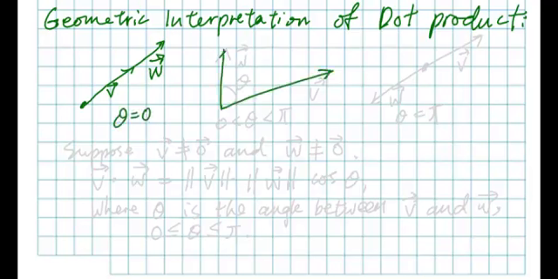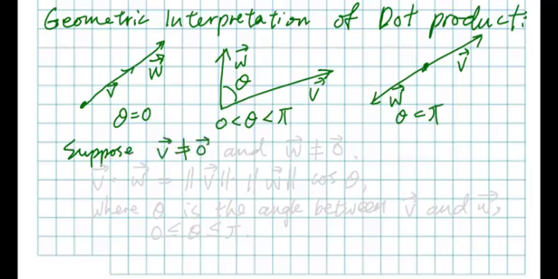The second case is when theta is in between 0 and pi, excluding the endpoints. Then they will point to different directions. The third case is when theta equals pi or 180 degrees. Vectors v and w will point to totally opposite directions.